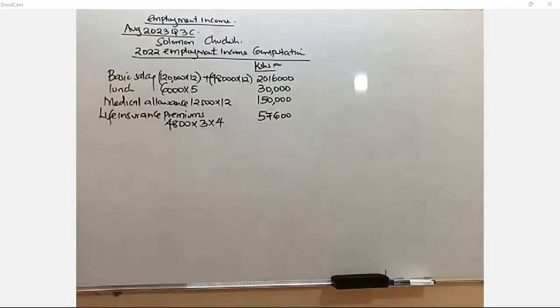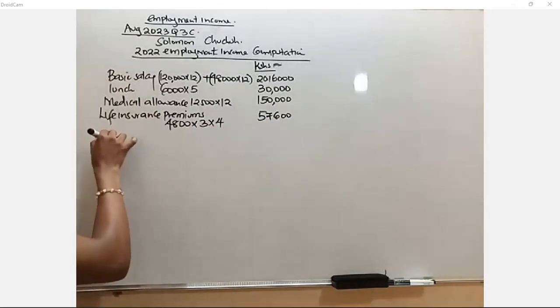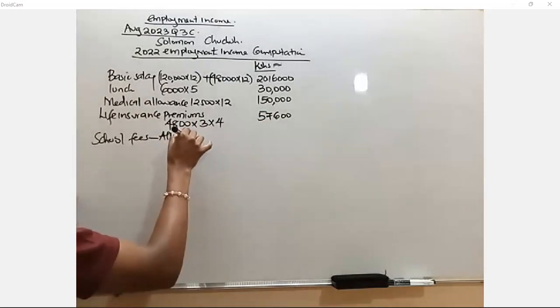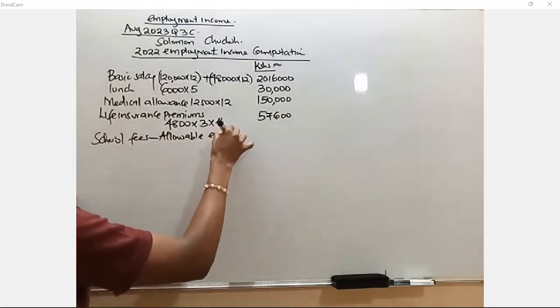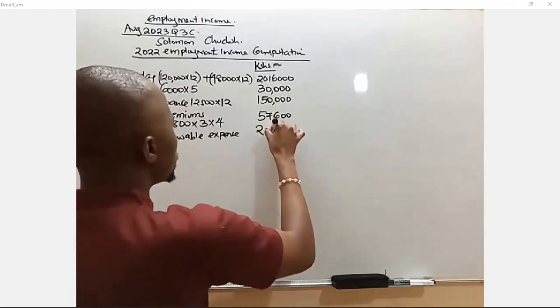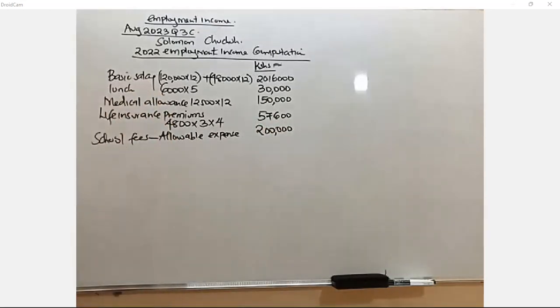Right? The next thing there, I can see that during the year the employer paid school fees for each child. Why are we treating it as an employment benefit? Because it was treated as an allowable expense by the employer when computing the taxable income. This amount is already included in the company's income statement, amounting to 200,000. Those are the school fees.